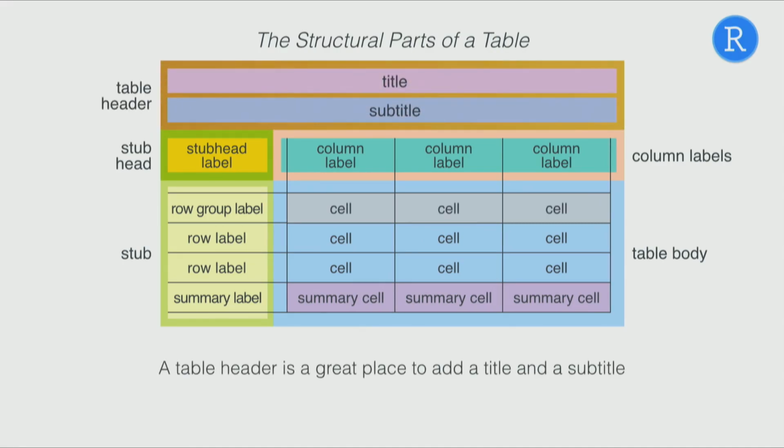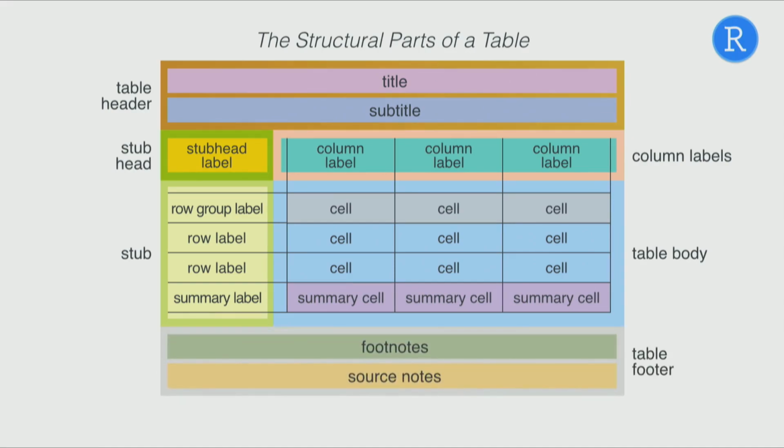So at the top, we have a table header. It's a great place to add a title and a subtitle. The best place, really. And the bottom is the footer area. That's where you throw in the footnotes, as many as you want, and source notes. It's like a special type of note that you can use for all sorts of things, but typically to say the source of the data or other little notes that are not really labeled.